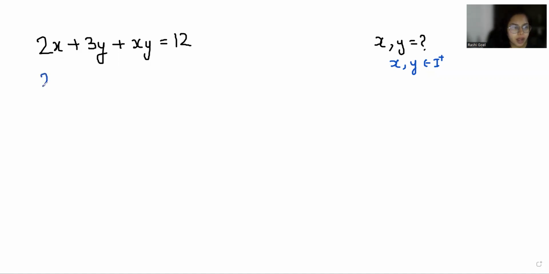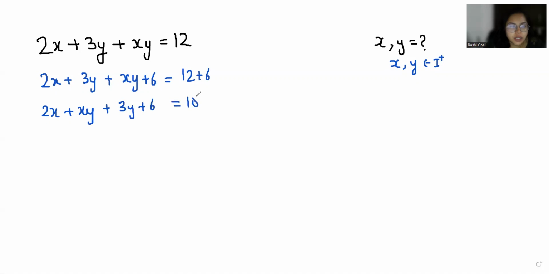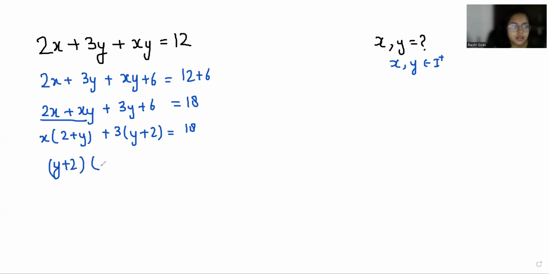So first I am going to add 6 to both sides. Now I can write this as 2x + xy + 3y + 6 = 18. Now, if I take x common from the first two terms, it gives 2 + y, and if I take 3 common, it gives y + 2, so it equals 18. 2 + y and y + 2 are the same thing, so I can take y + 2 common. So (y + 2)(x + 3) = 18.